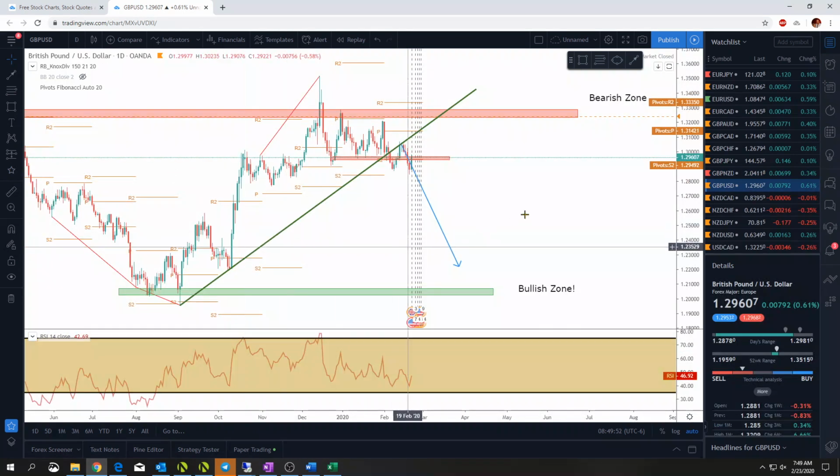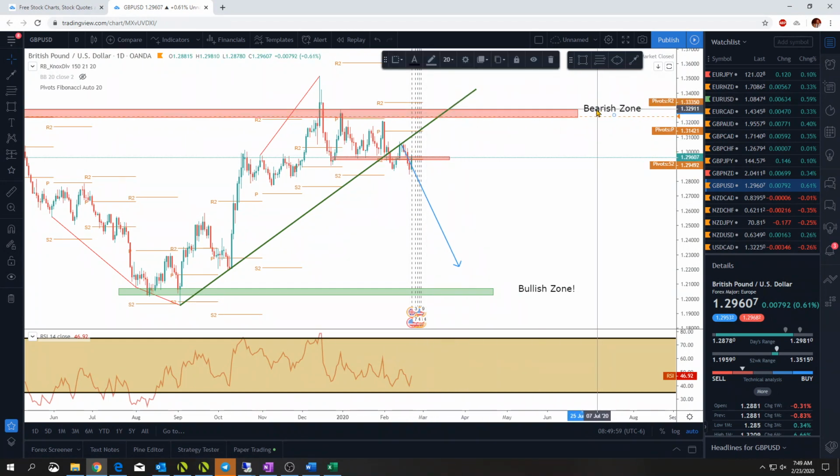British pound, US dollar. Okay, so I had my alert up here in this bearish zone. We did not get there. We broke through. I put a little bit of bearish zone here. You can see where price came up, retested this, and then went bearish. And now we're kind of in a pullback, so it's not a bad place to get bearish again.